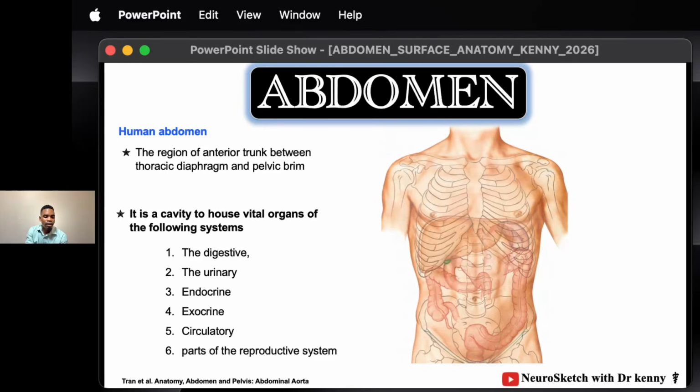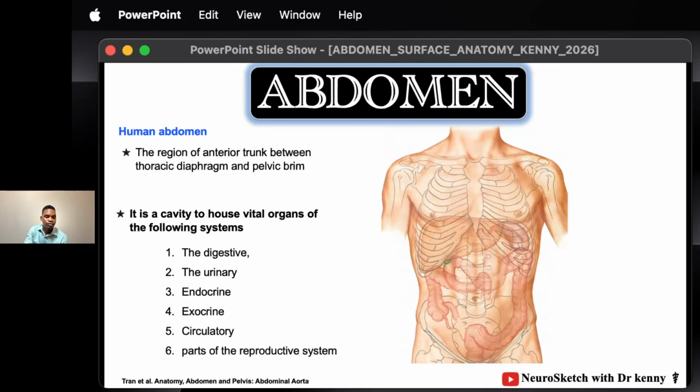And then we have organs for circulation. We have the abdominal aorta and the inferior vena cava, but also at times parts of the reproductive system are found within the abdomen. For example, the uterus can expand into the abdomen during pregnancy. So it's sometimes found within the abdomen.